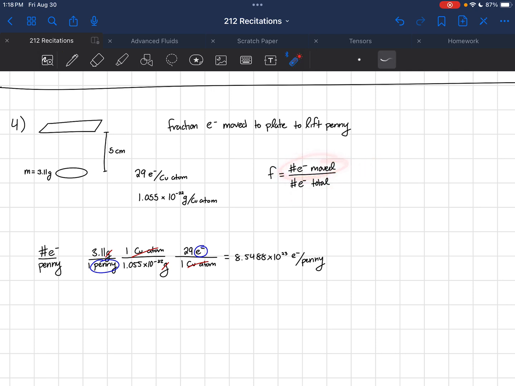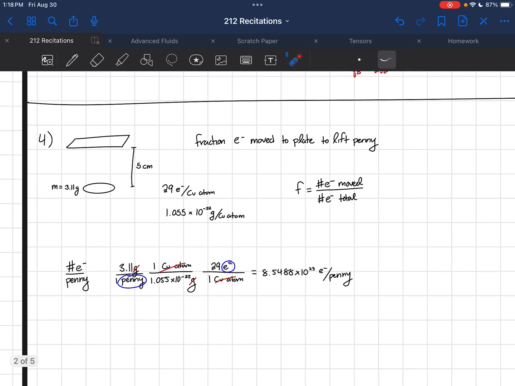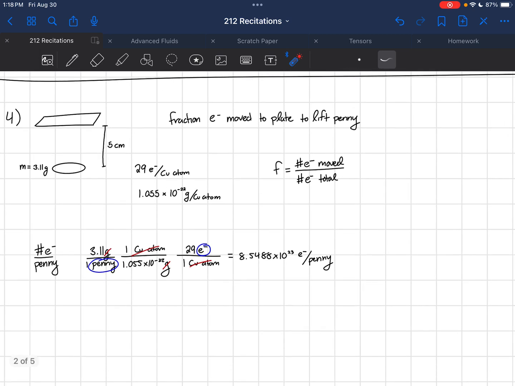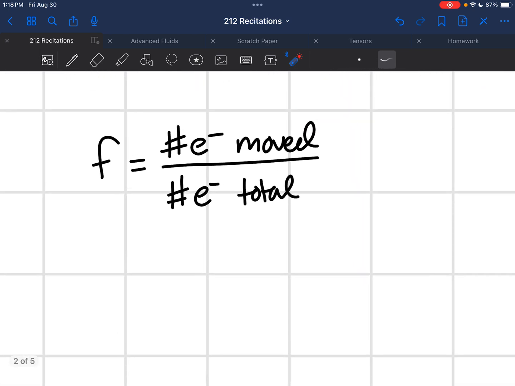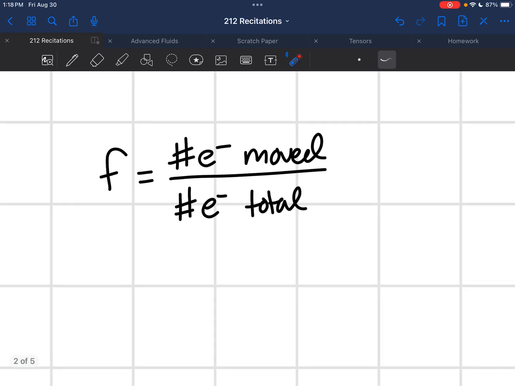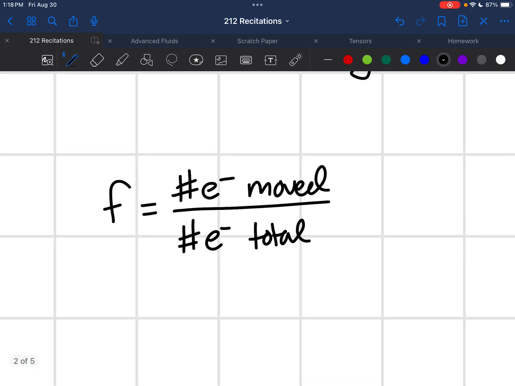Now we need to figure out how many electrons we need to move in order to lift the penny. And this is probably the trickier part. This is the part that requires our electromagnetism knowledge, our Coulomb's law. So let's think about what that's going to look like.